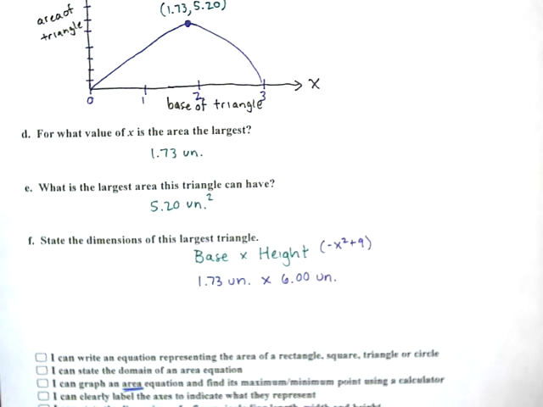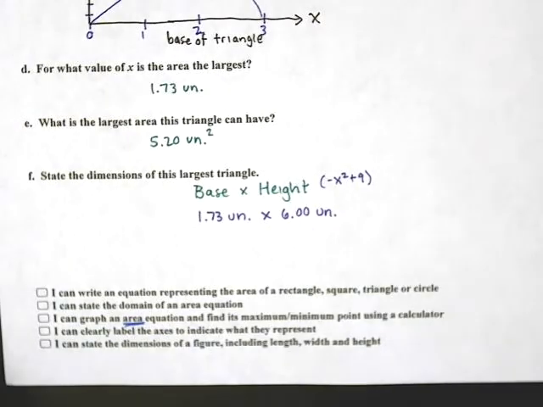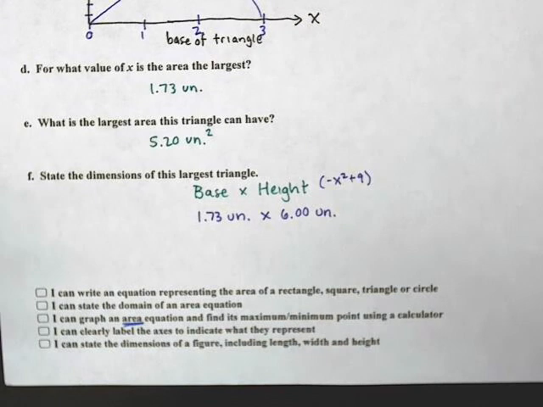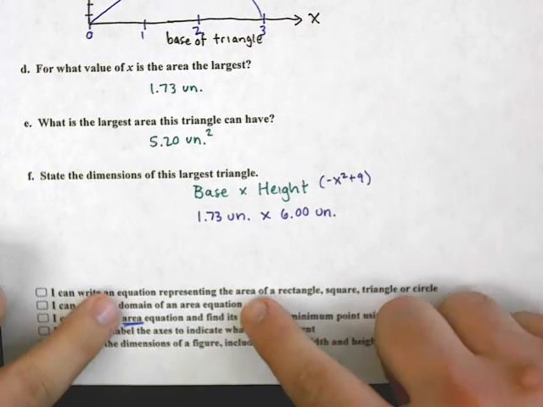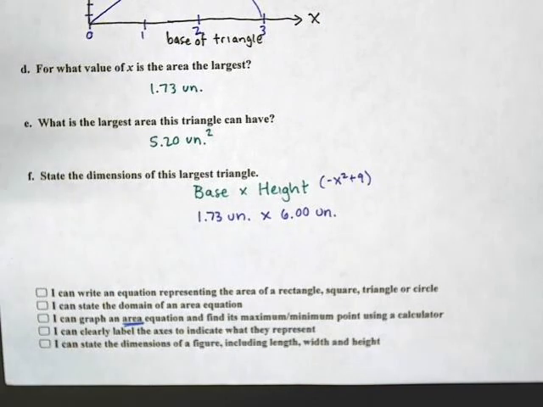Okay, so again, now that we have done a couple of example problems, hopefully you guys understand some of these learning targets a little bit more. I think you guys are probably pretty good at writing an equation based on the area, or representing the area, I should say. Domain, this is a good concept. Again, you have to think geometrically on that. You know that you can't have negative bases and heights. All right, so you have to use some of those concepts.